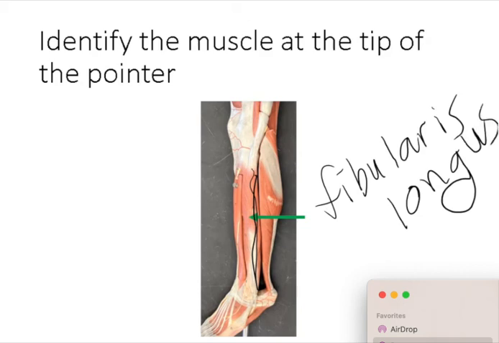Fibularis longus. The one by the tibia is the tibialis anterior, the very front of the leg and by the tibia. The fibularis longus is on the outside of the leg near the fibula.